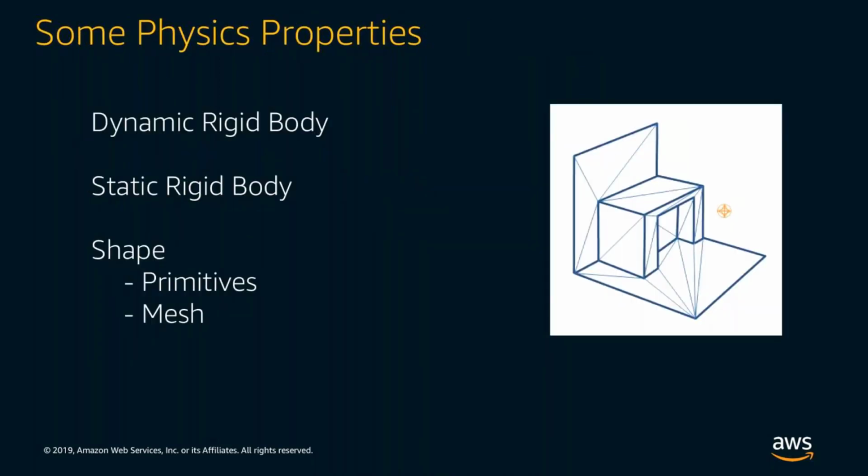Let's introduce some fundamentals of physics properties first, and we will see how they map to Sumerian components and systems later in the demo. In PhysX, a rigid body simulation world is composed of multiple dynamic bodies and static bodies. Dynamic bodies are used to define moving objects with different physics properties such as velocities, forces, and so on, while static bodies are used to define solid objects which are fixed in the world.